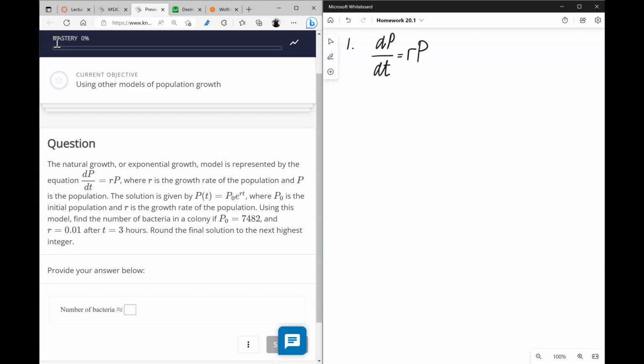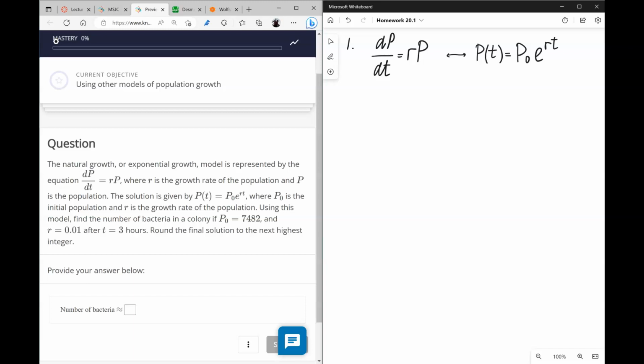what is that we're talking about here? Bacteria. And the good news is that we don't have to solve this equation because the solution will always be the same. So we only have to solve this once. So this is the solution of this differential equation, where P0 is the initial population, R is the growth rate, and T is the variable, represents the time.